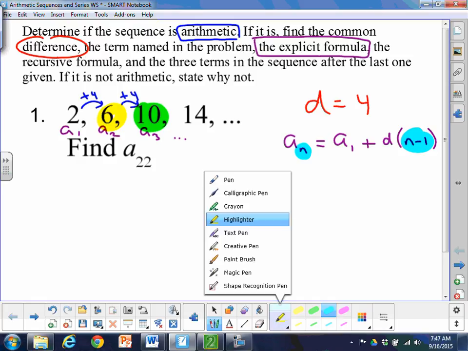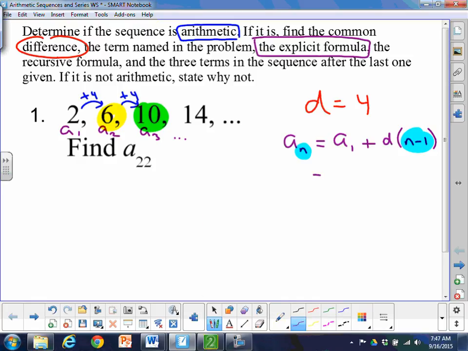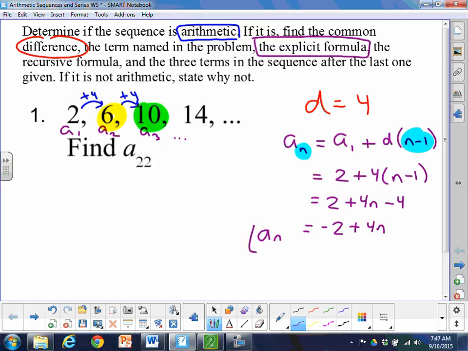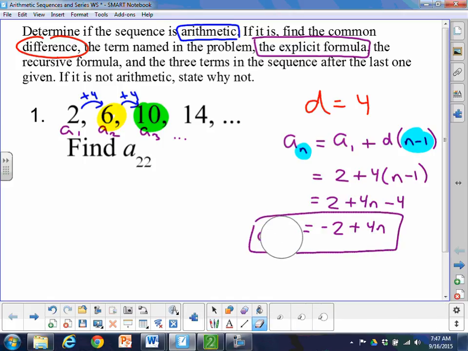Okay, so for this specific problem, we start throwing some numbers in here. Again, the first term was 2. We're adding 4, and it's always n minus 1 times. And then you just do a little algebra simplification and combine some like terms. So the 2 and the minus 4 become a -2 plus 4n, or we could have said 4n minus 2. Let me be careful how I write this a sub n. That n is a subscript. It's a term number. So that is our explicit formula.